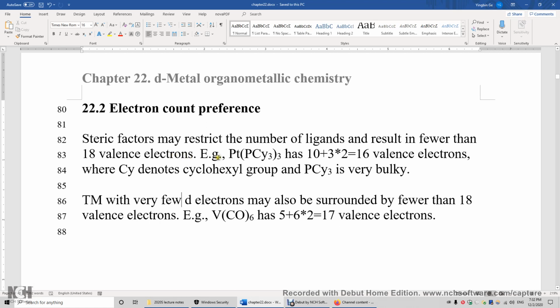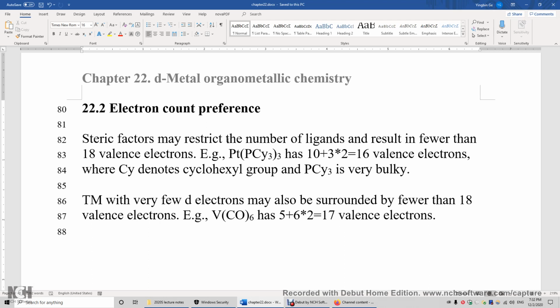Section 22.2 Electron count preference. It is common to find 18 electrons surrounding the transition metal center in an octahedral complex, or 16 electrons surrounding the transition metal center in a square planar complex. But sometimes we see exceptions.